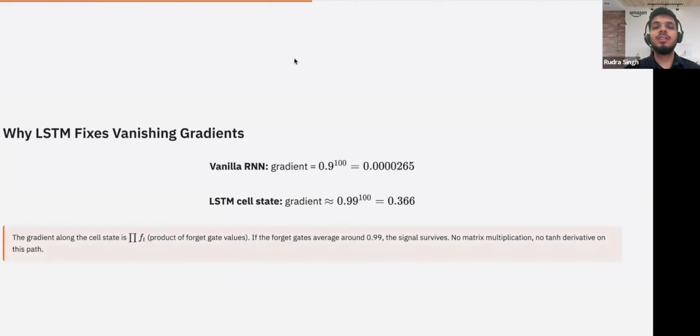Along the cell state path, there's no matrix multiplication and no tanh derivative, both of which were responsible for shrinking the gradients in vanilla RNN. Instead, the gradient just flows through the forget gate values. If those values average around 0.99, the signal survives all the way back through 100 steps, and we don't have any vanishing gradient or exploding gradient problem in LSTMs. That was all about LSTM. We'll touch on more things later on in the slide.